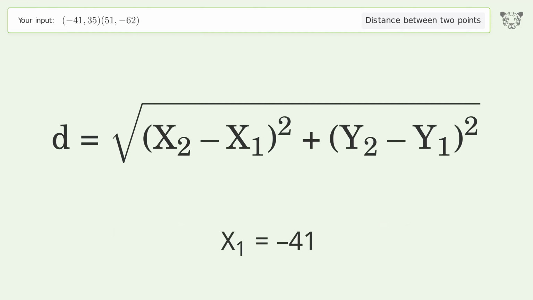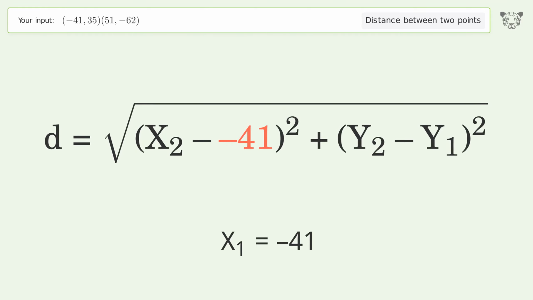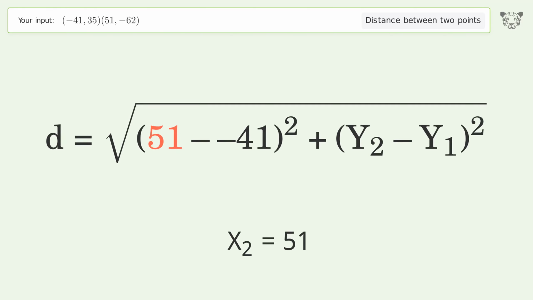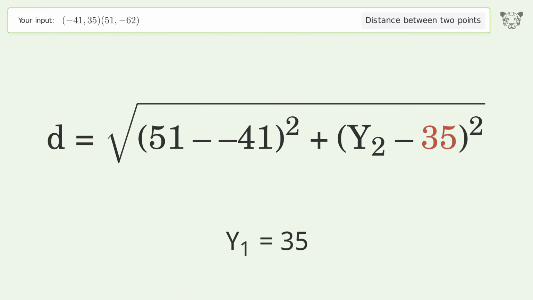x1 equals -41. x2 equals 51. y1 equals 35. y2 equals -62.